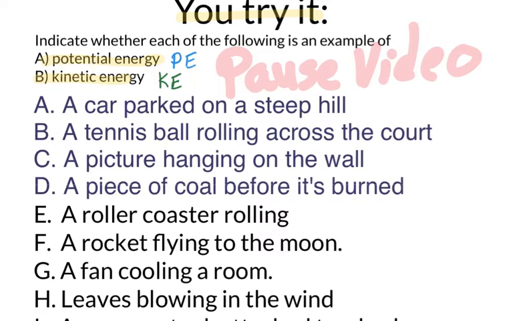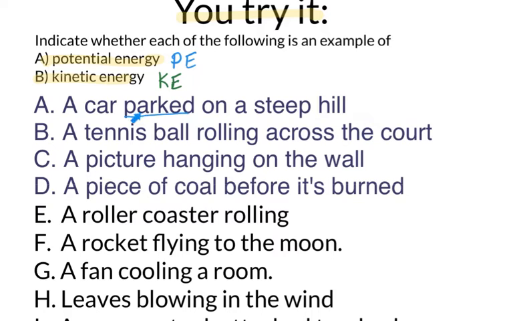Let's start with letter A. We have a car parked on a steep hill. In this case, the car is parked. That means it's not moving. It has the potential to roll down that hill, and so this has potential energy.